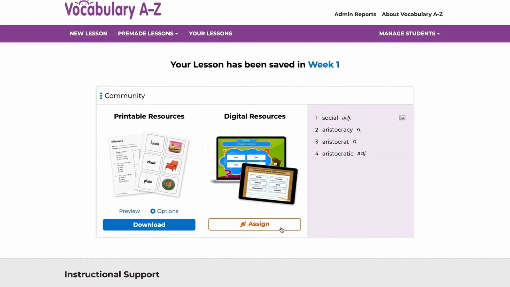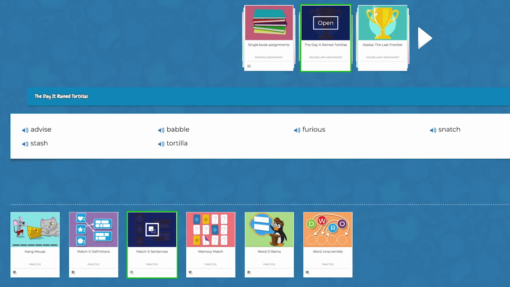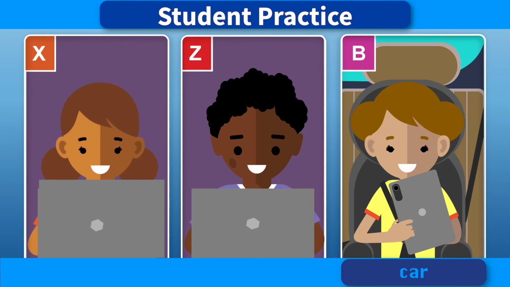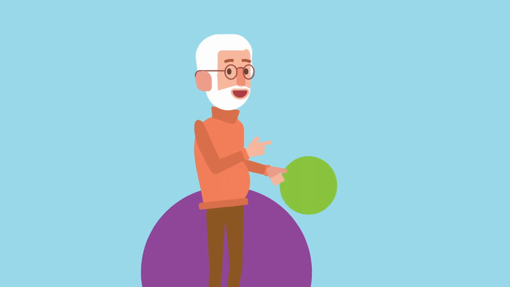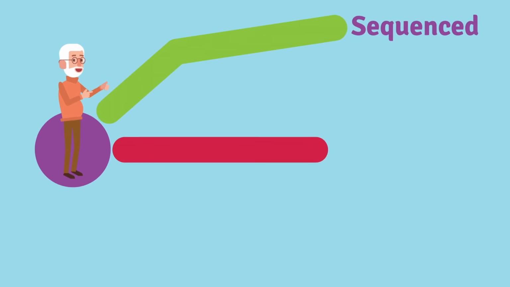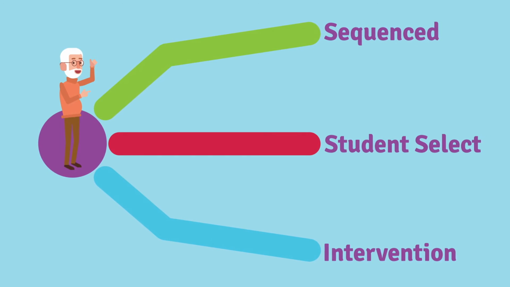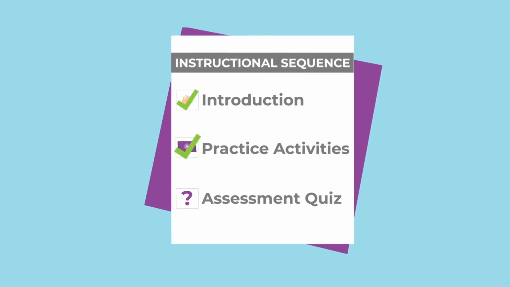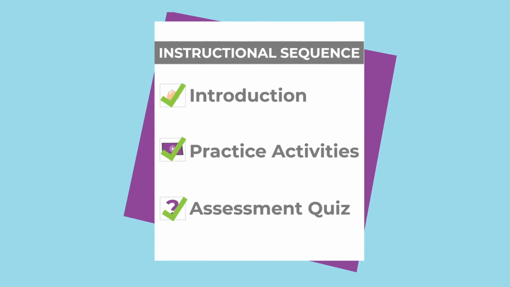Digital assignment allows you to extend vocabulary, spelling, and/or phonics practice to students so they can complete game-based activities that incorporate assigned word lists. Students can practice in class or at home on a PC or mobile device. Assignment options allow teachers to easily choose from 3 different instructional sequences students see when lessons are assigned to them. The default assignment option provides a preset instructional sequence that includes an introduction, practice activities, and an assessment quiz for spelling, phonics, or vocabulary lessons.